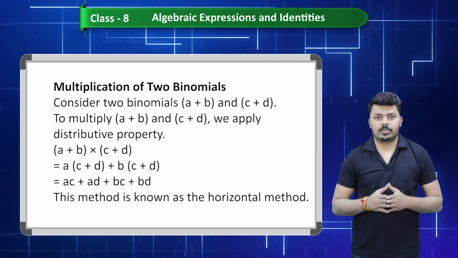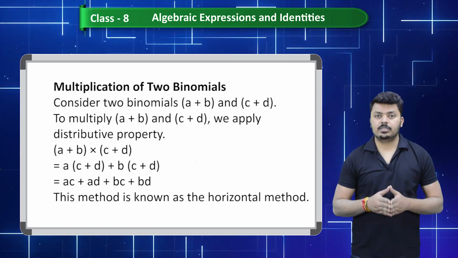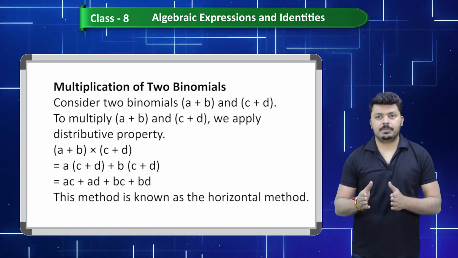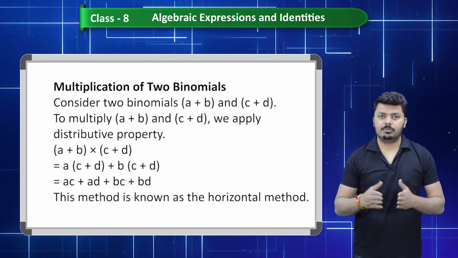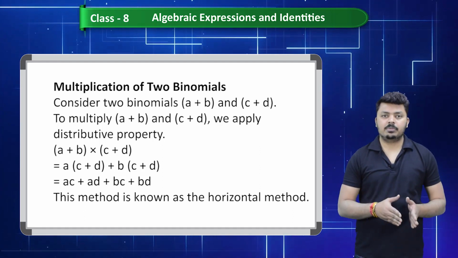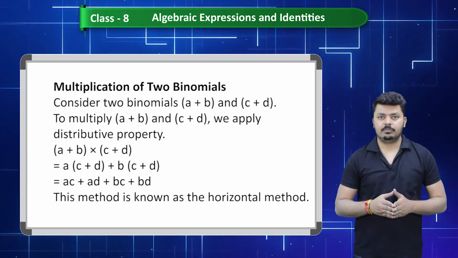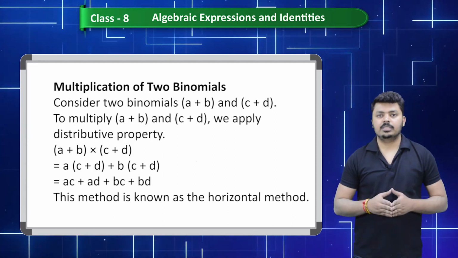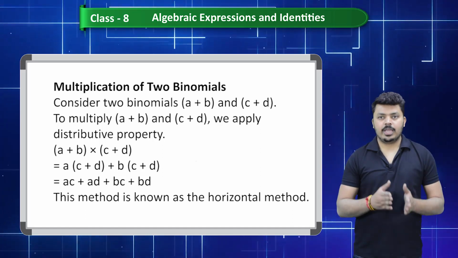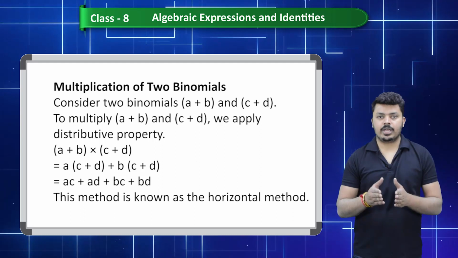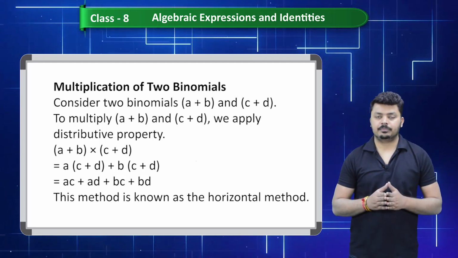Multiplication of two binomials. Consider two binomials a plus b and c plus d. To multiply a plus b and c plus d, we apply the distributive property. a plus b multiplied by c plus d equals a multiplied by c plus d plus b multiplied by c plus d equals ac plus ad plus bc plus bd. This method is known as the horizontal method.